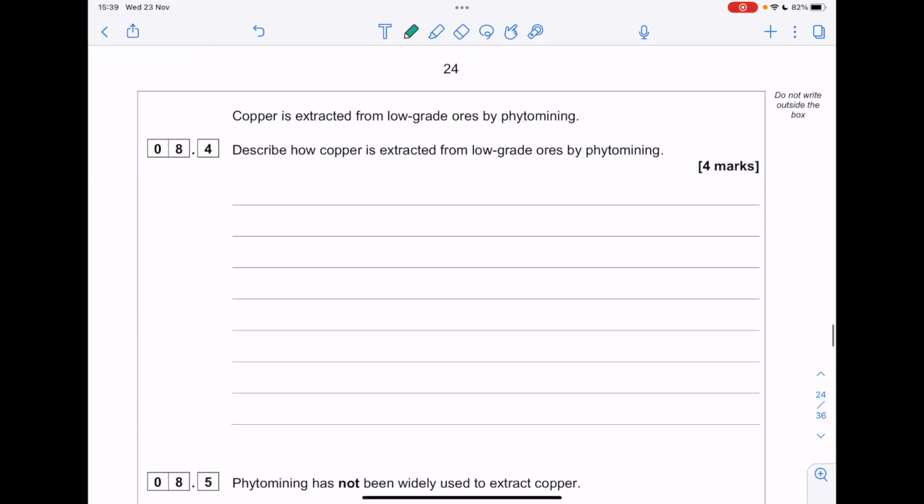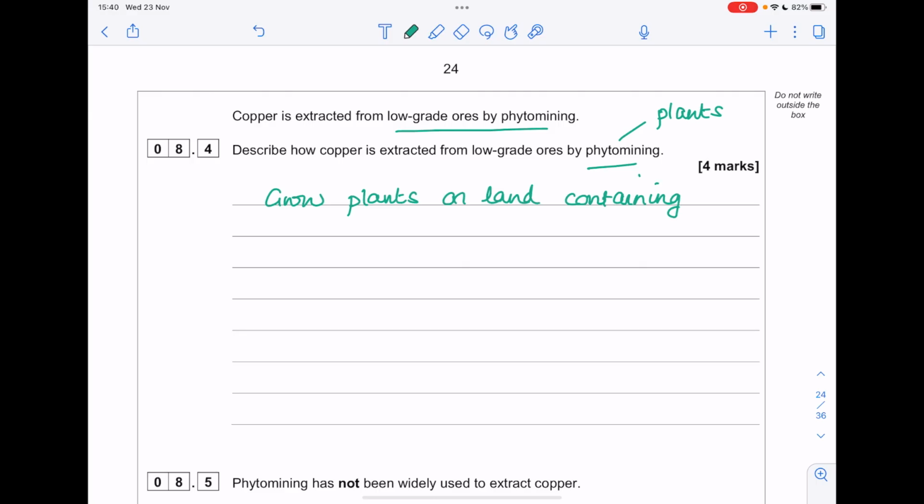Copper is extracted from low-grade ores by phytomining. Describe how copper is extracted from low-grade ores by phytomining. Remember, phytomining is all to do with plants. We start by saying grow plants on land containing low-grade ores. The plants absorb the copper in their roots.